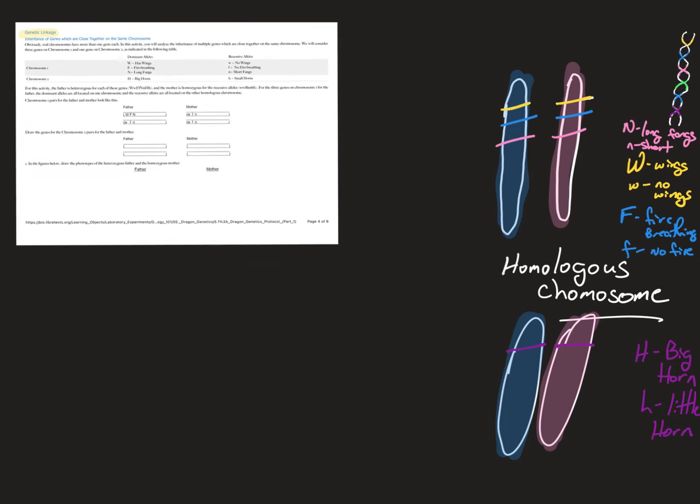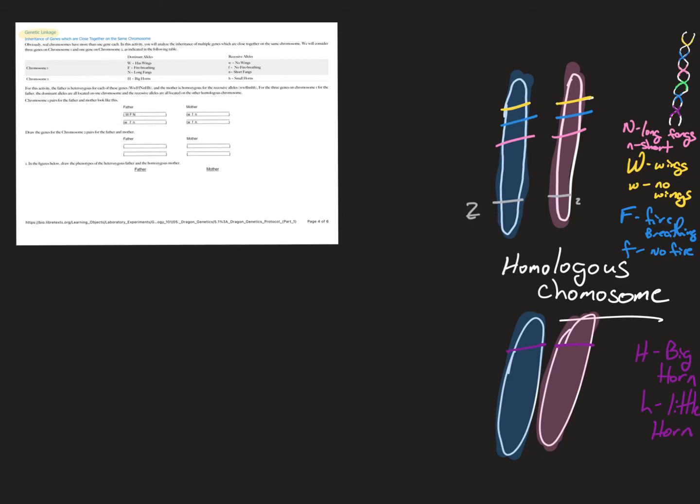Okay, so here it shows you have a homologous pair, and the three genes are close together on the same chromosome. Now you might have another gene down here that is Z, and it codes for whatever. This gene is pretty far away from the other genes. So whenever crossing over happens, these can independently assort.